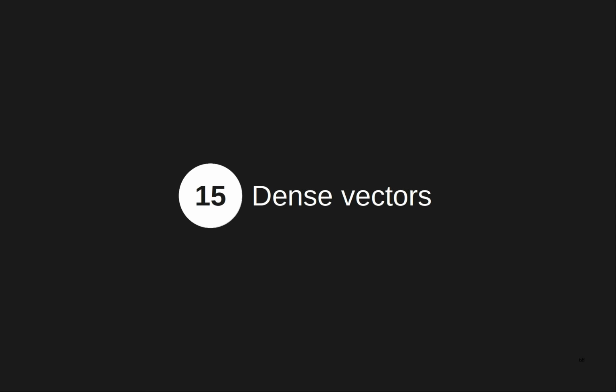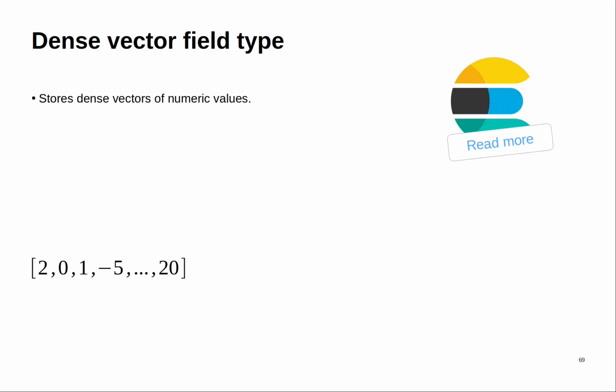Hello friends, in today's video we will be discussing the dense vector field type. A dense vector is used when dealing with a vector of numeric values. Dense means that the vector is mostly filled with non-zero values. You should use this field type if there are few or no zero values.